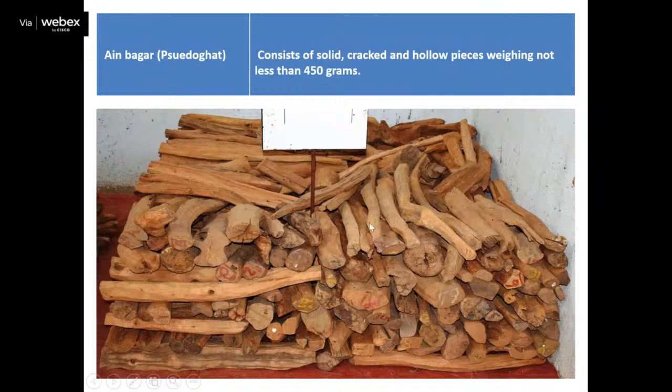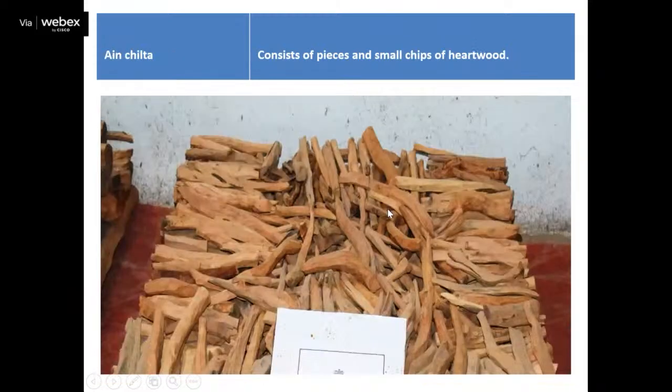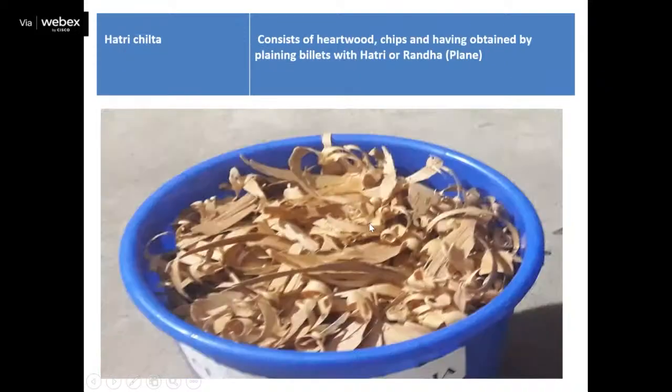And the next class is Einbagger. This consists of solid, cracked, and hollow pieces weighing not less than 450 grams. And this is the Cheria class of wood. And this is the Einchilta. Actually, majorly we are purchasing these types of wood from farmers. We are not getting the China Buddh or Bagradad or Vilayat Buddh type of wood.